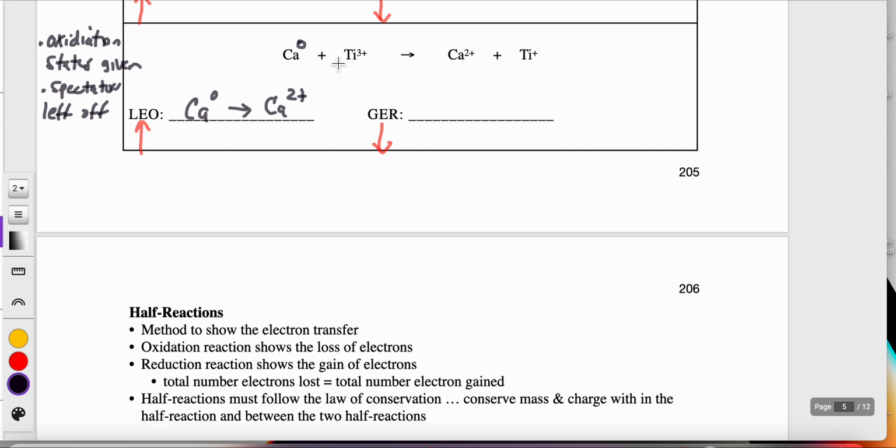Titanium, Ti, starts off with a +3 charge, and it becomes titanium with a +1. +1 is going down the ladder compared to +3. So titanium 3 is being reduced to titanium 1.